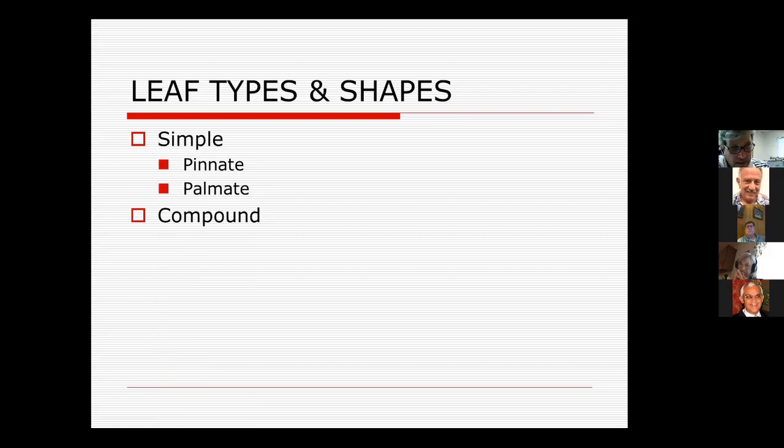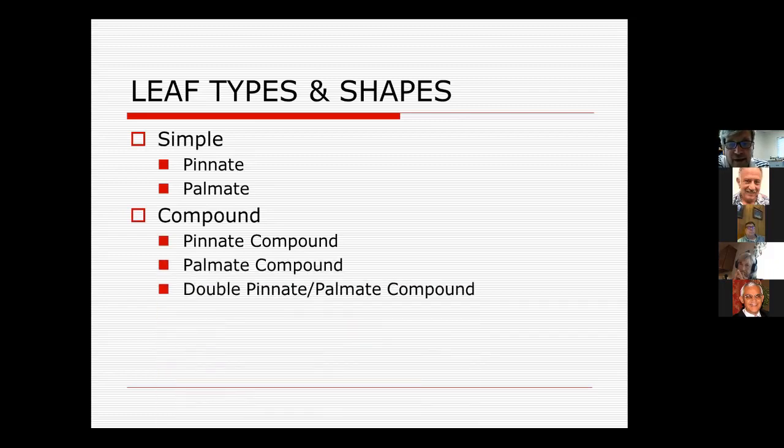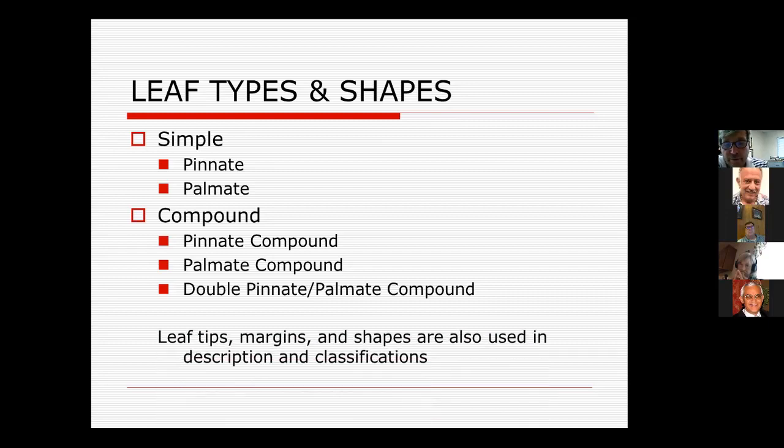And then within a compound leaf, you can have a pinnate compound leaf, or you can have a palmate compound leaf, or you can have a doubly pinnate leaf, or sometimes they call it a bipinnately compound leaf. So you may see that term, but essentially you have multiple separations of the compound leaf. So let's look at those a little bit individually.